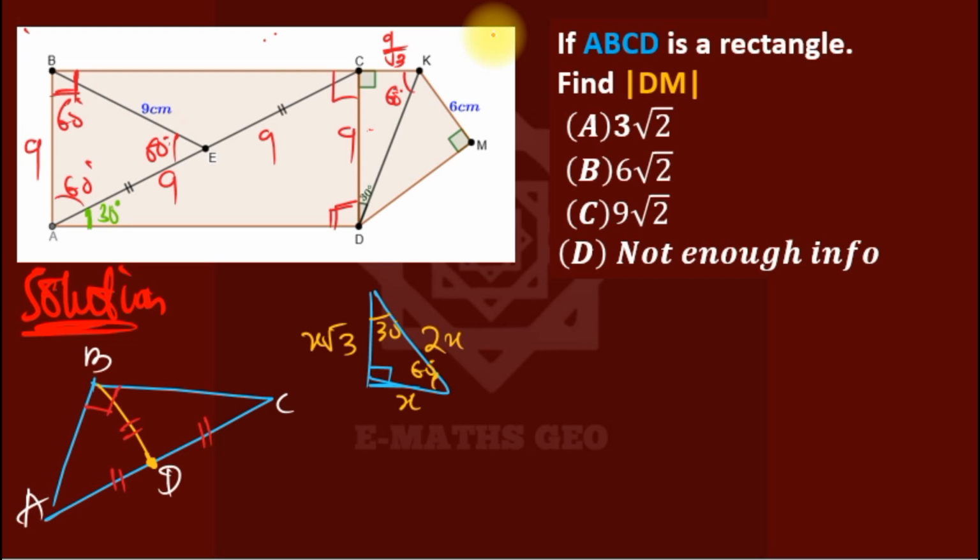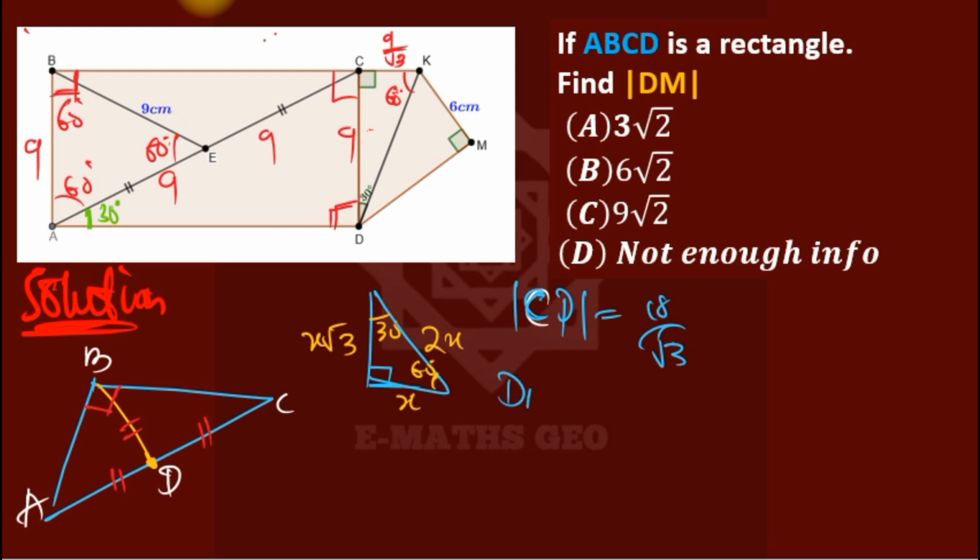Then the one opposite 90, that's DK, will be double of that, so that should be 18. So here, CD will be 18 over root 3, based on the 30, 60, 90 triangle theorem. And since this CD is 18 over root 3, we are to find DM using Pythagorean theorem.